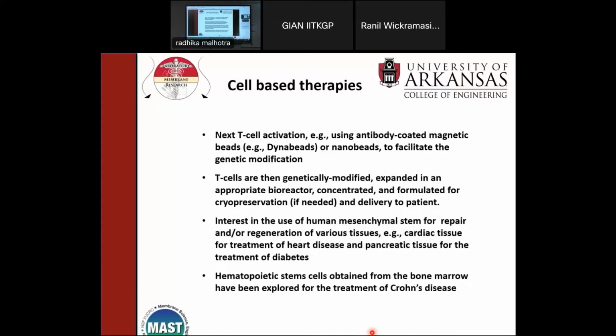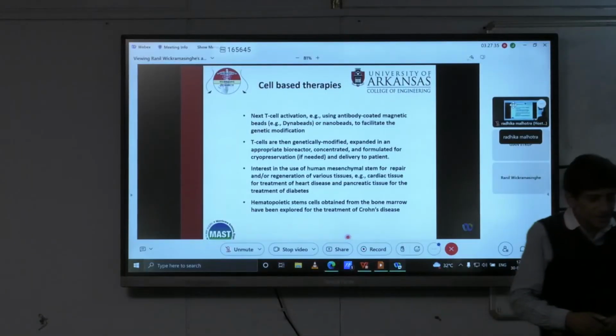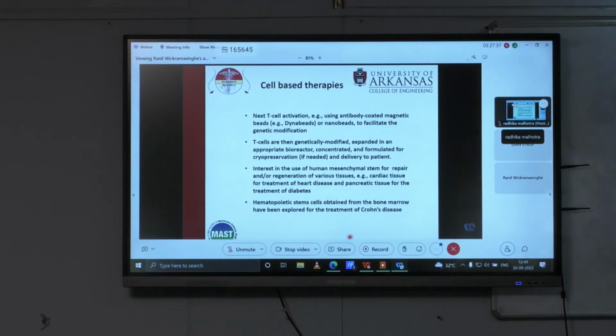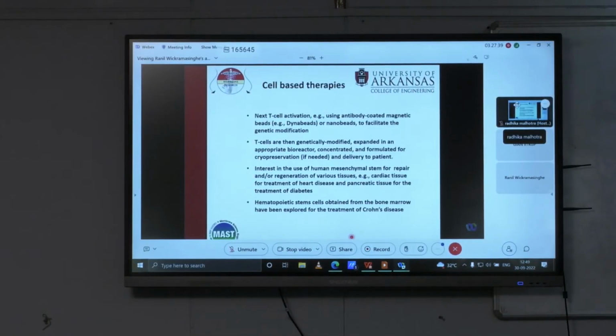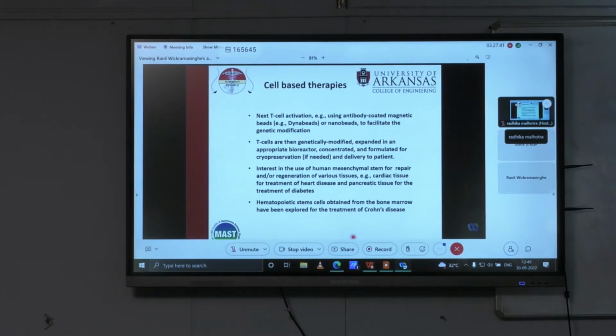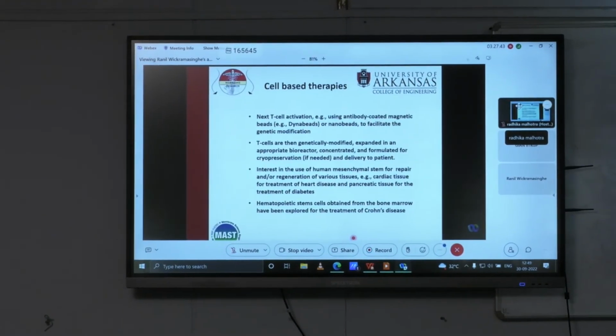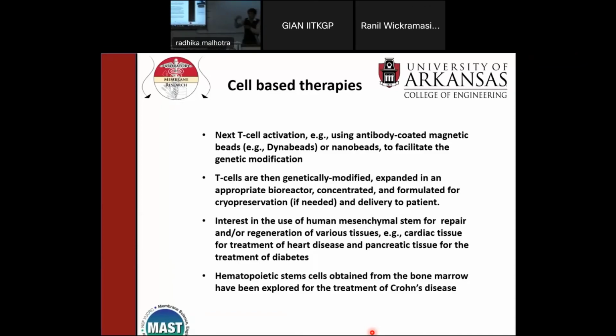So, after you collect these T lymphocytes, next T lymphocyte activation occurs using antibody-coated magnetic particles, these Dynabeads or nanobeads, to facilitate genetic modification. So basically, what you do is you take the T lymphocytes. These beads are sold commercially. They have various ligands on them that specifically bind to the T lymphocyte, and therefore you can add something to the surface and modify it.